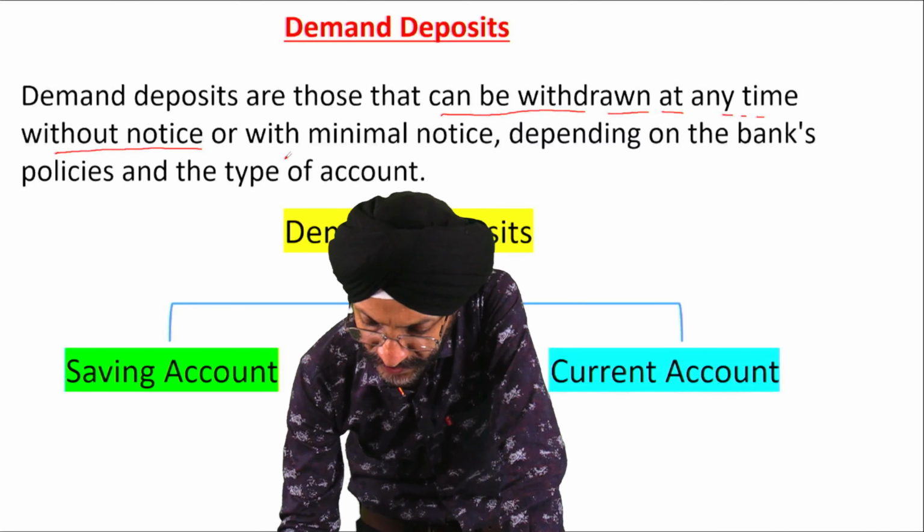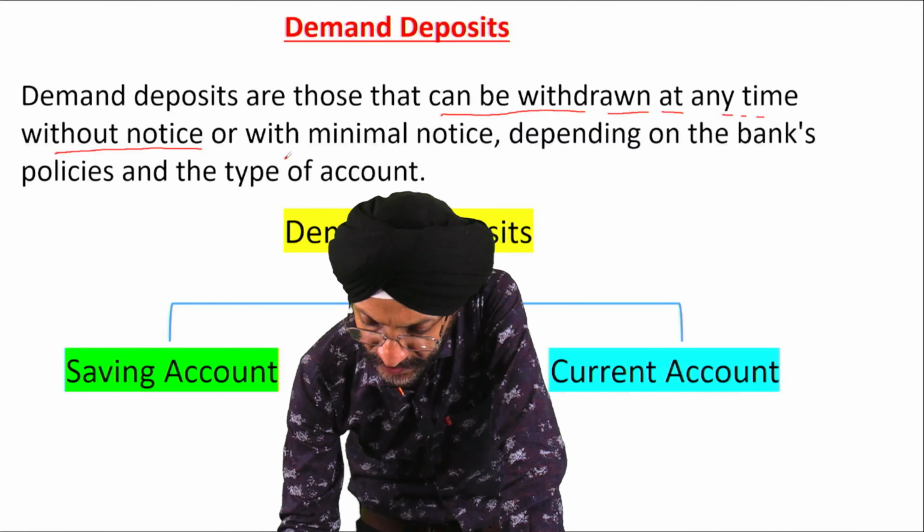When we deposit our money with the bank in our saving account, we earn some interest on our deposit. The interest which we earn on the saving account is less as compared to fixed deposit or recurring deposit. Saving account is very liquid. Liquid means we can withdraw our money at any time without notice.